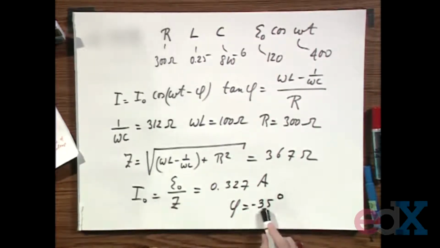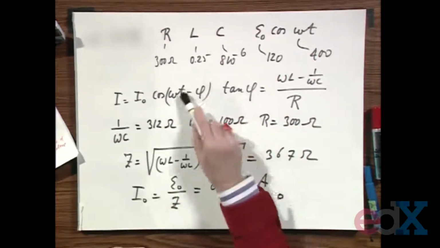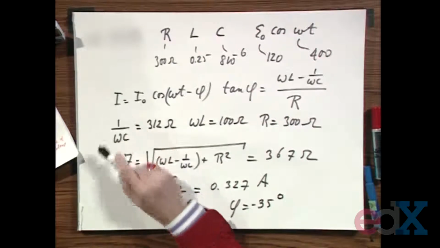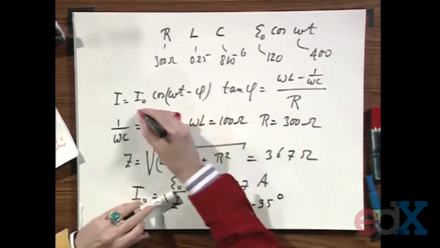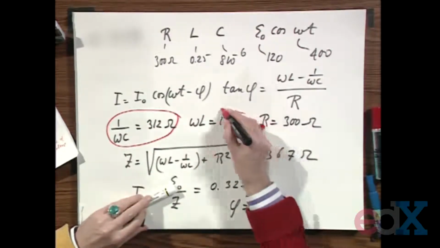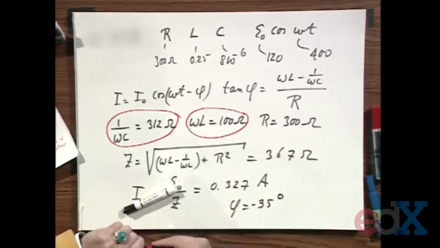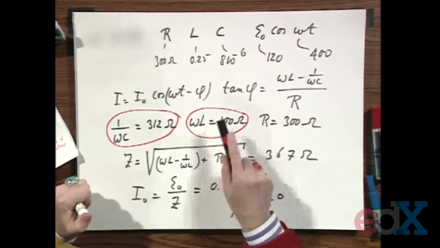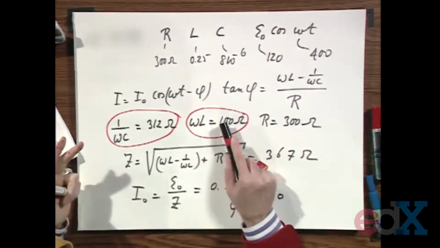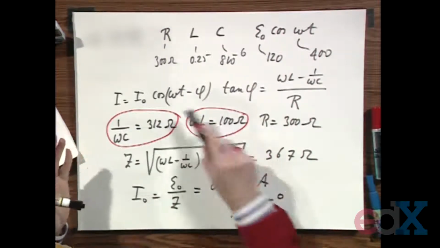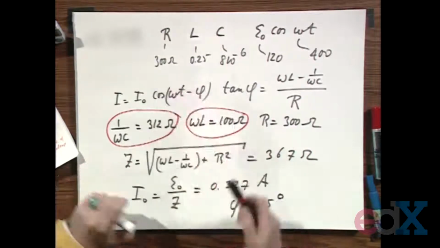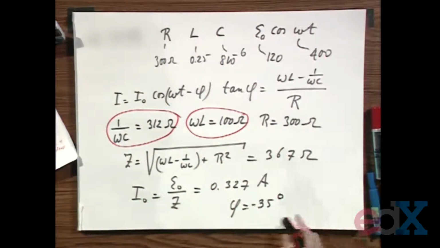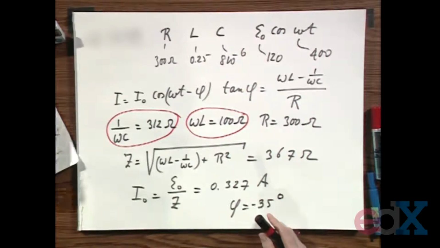So the current is ahead of the driving voltage. Because if phi is negative, then minus phi is positive, so the current is ahead of the driving voltage. That should not surprise you, because the capacitor is more potent than the self-inductor. If the self-inductor was more potent, it would have the capability of delaying the current. But if the capacitor is in charge, it puts the current ahead, and that's exactly what you will see.